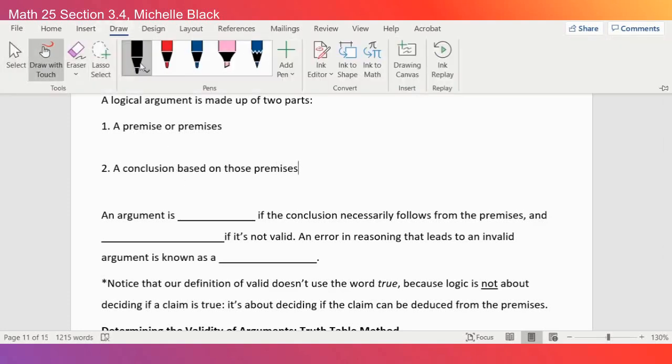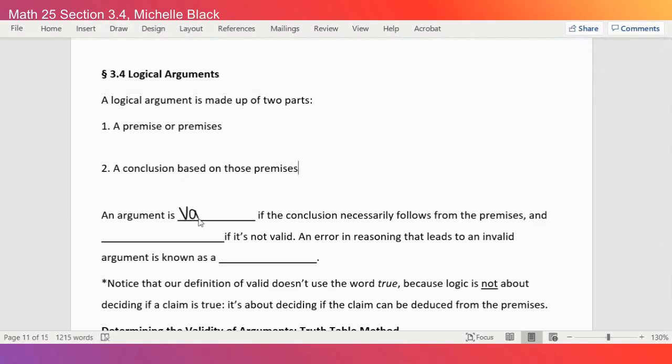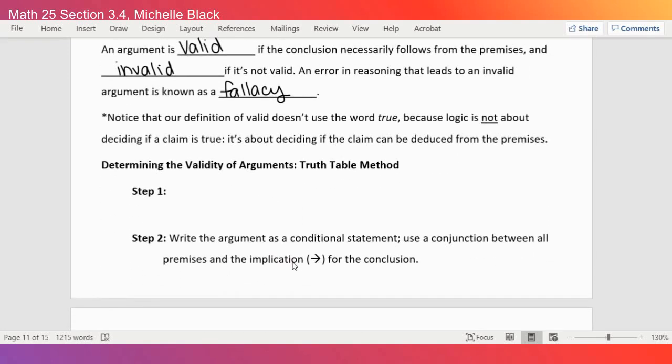Now, an argument is valid if the conclusion necessarily follows from the premises, and invalid if it is not valid. An error in reasoning that leads to an invalid argument is known as a fallacy. Notice that our definition of valid doesn't use the word true, because remember, logic is not about deciding if a claim is true. It's about deciding if the claim can be deduced from the premises.